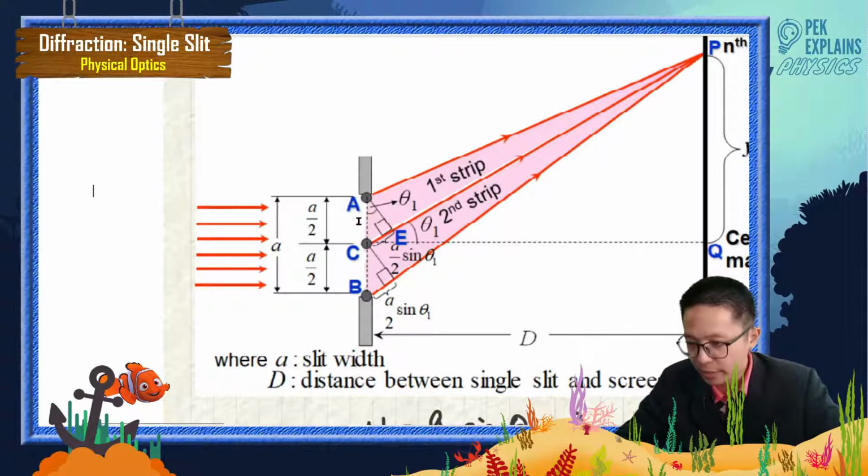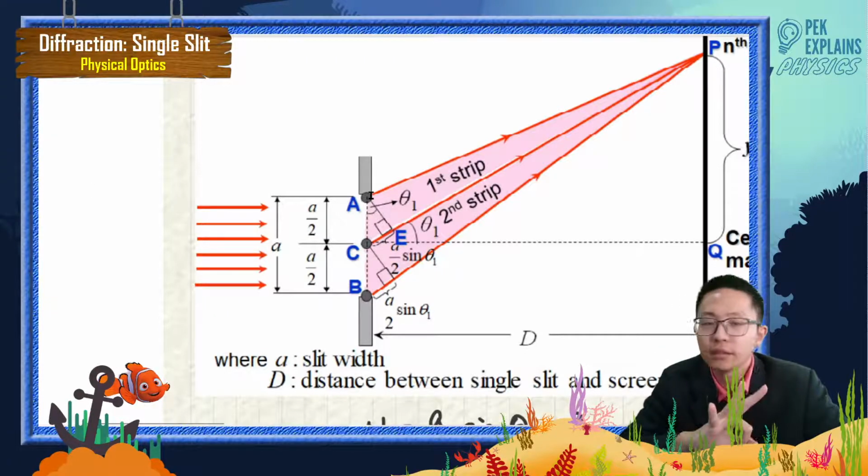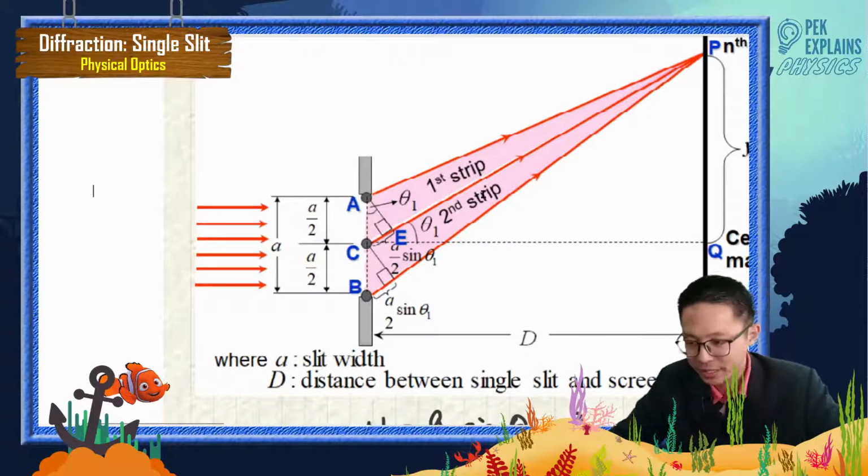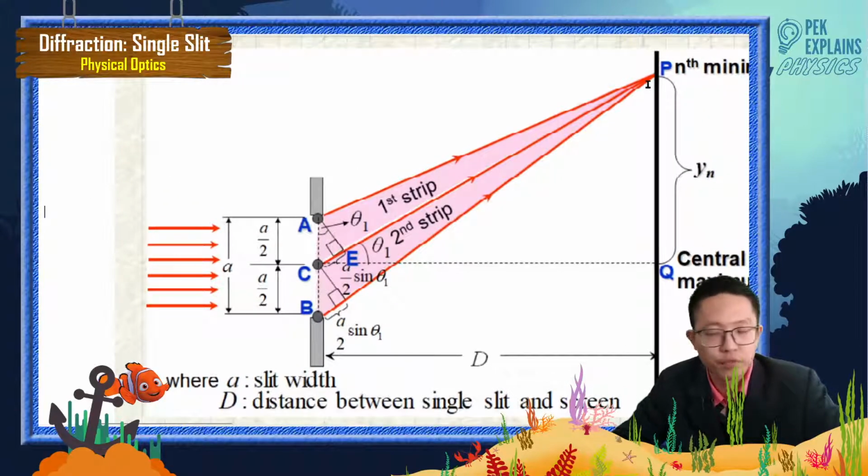Now look at here. I just take 3 points to explain the beautiful process. Now look at here. Between A and C, let's say we want to form a fringe over here. The center is the central maximum. Now we want to form a fringe over here. We don't know what fringe it will form. We don't know if it is a bright fringe or a dark fringe over here.